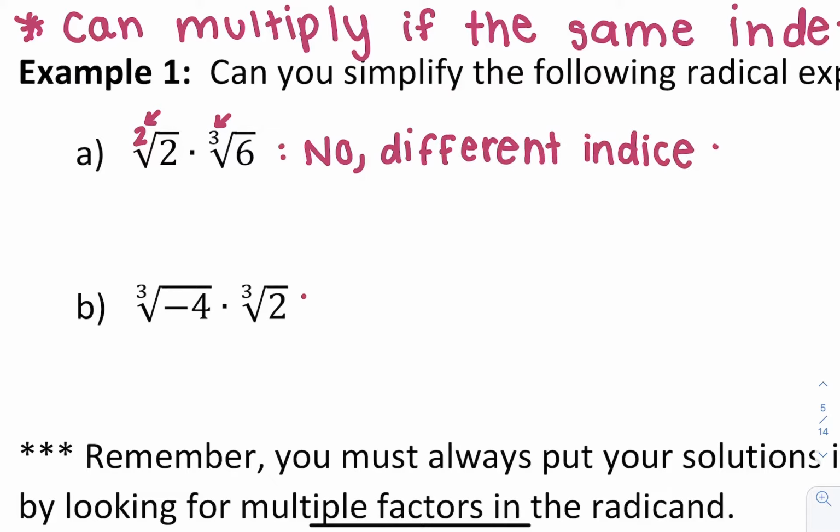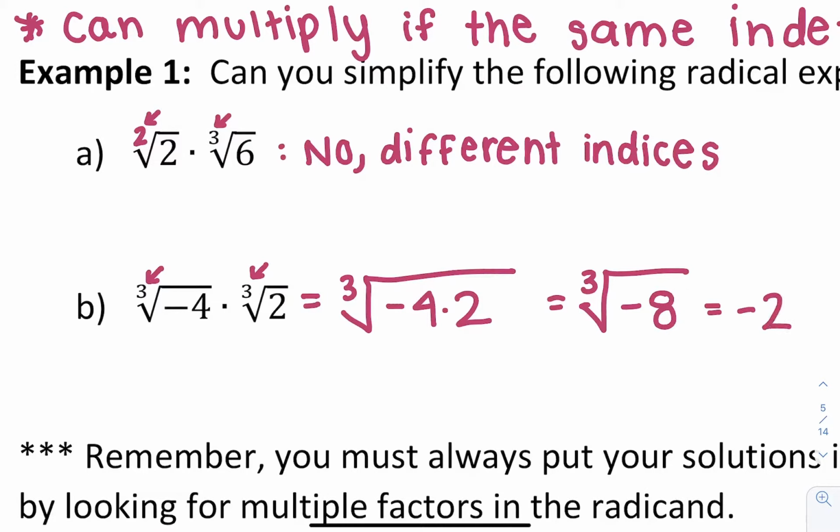Let's take a look at the second one. We have the cube root of -4 times the cube root of 2. In this case, we have the same index, so we can multiply on the inside. So we can make this the cube root of -4 times 2, which is the cube root of -8, which is just -2.